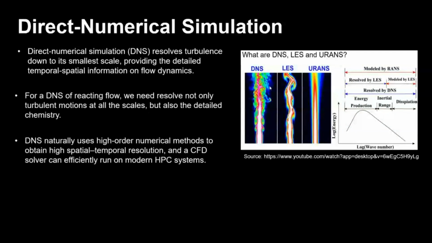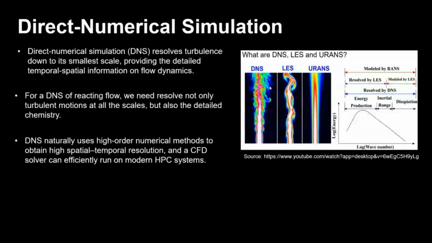But it's also relatively more computationally expensive than LES and RANS. And for DNS of a reacting flow, like combustion, we need to resolve not only the turbulent motions at all scales, but also the detailed chemistry. Sometimes these chemical reactions happen at smaller scales, and sometimes even close to the molecular scales. So it's even more difficult and challenging compared with a normal DNS of pure flow.